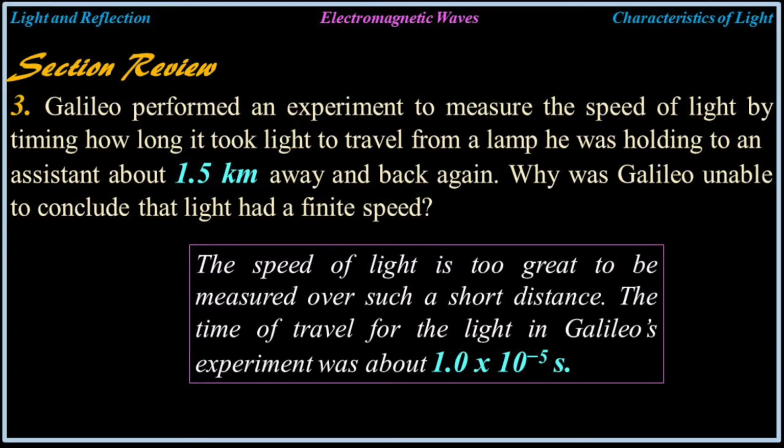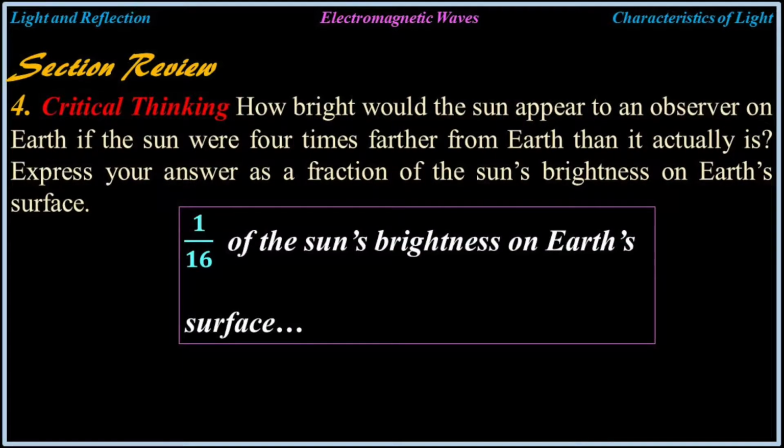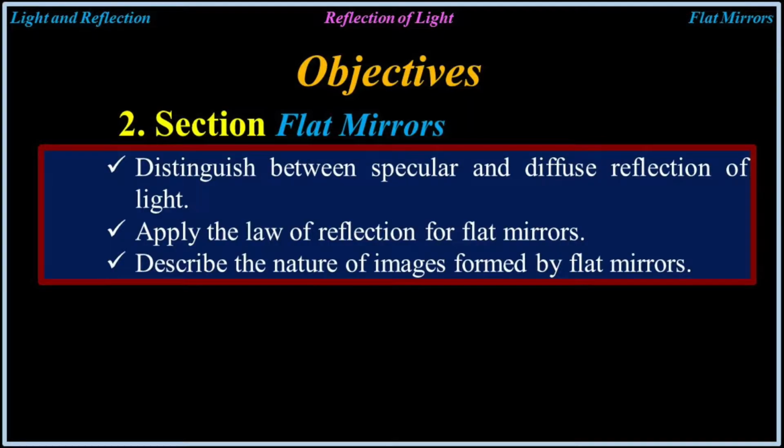Now the next question, I'm going to give you the answer and the question. How bright would the sun appear to an observer on Earth if the sun were 4 times farther from the Earth than it actually is? Express your answer as a fraction of the sun's brightness on the surface. Well, it would be 1 over 16 because it's 1 over distance squared is the relationship.